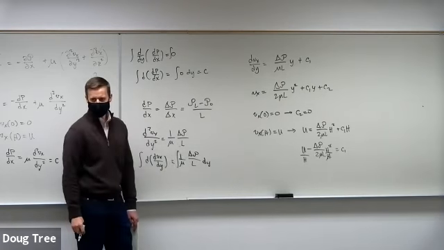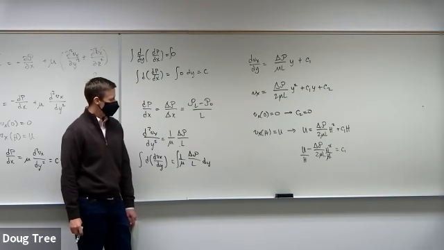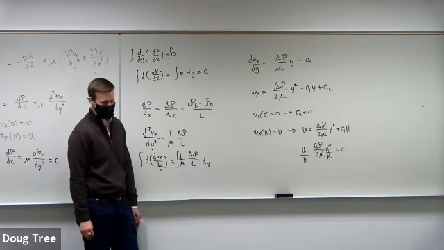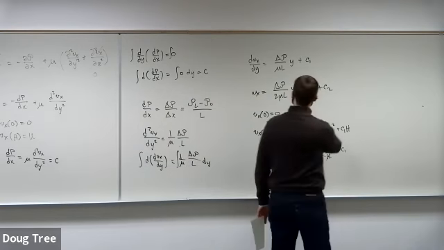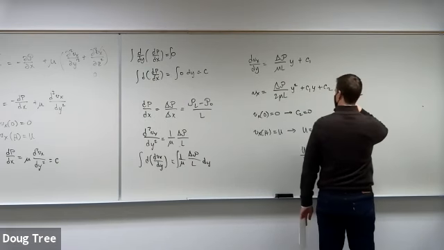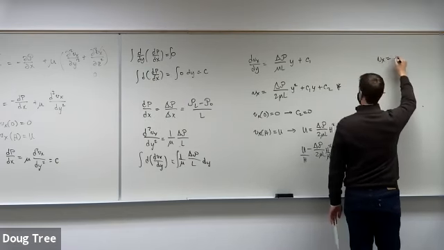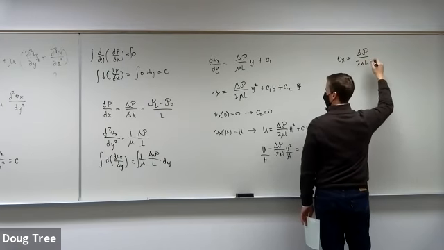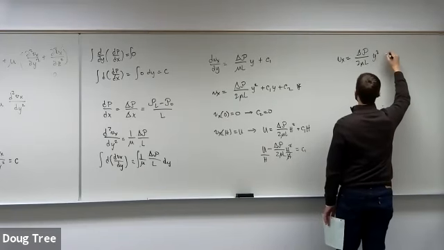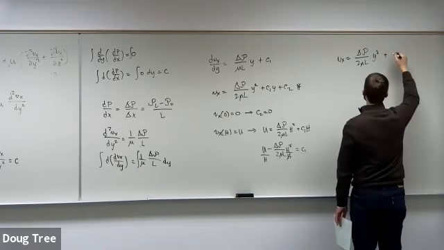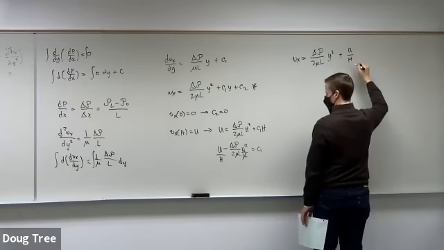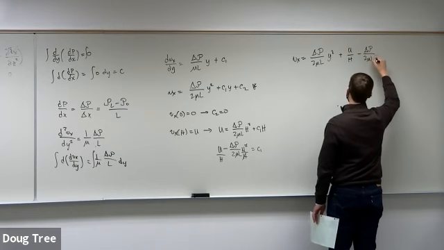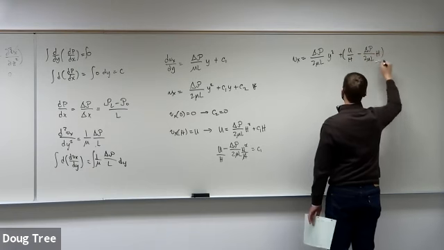That's what I get for C1. C1 is u over h minus delta p over 2 mu l multiplied by h. And I can plug that back in. And we get Vx is equal to delta p over 2 mu l y squared plus, and C1 is u over h minus delta p over 2 mu l h, multiplied by y.